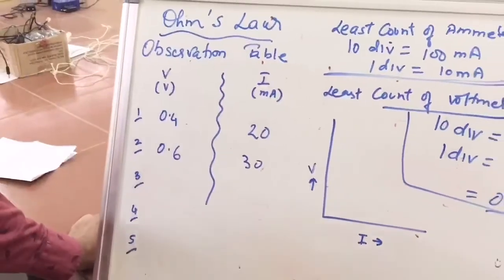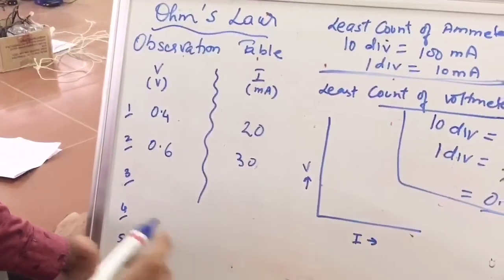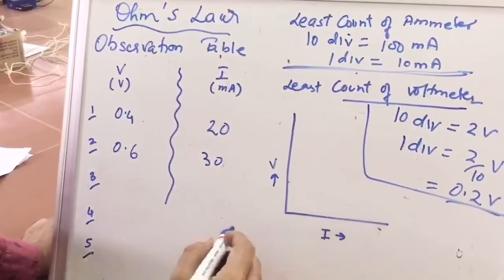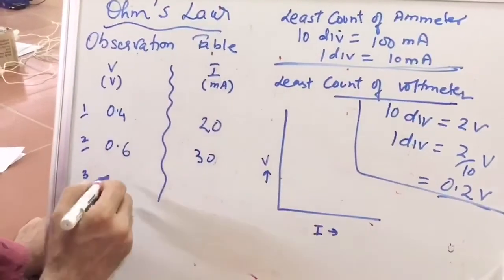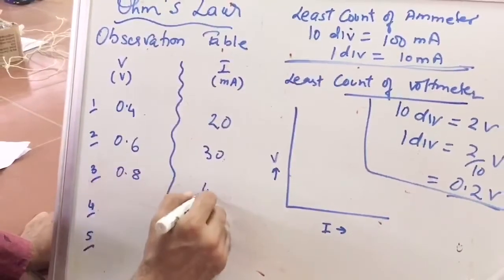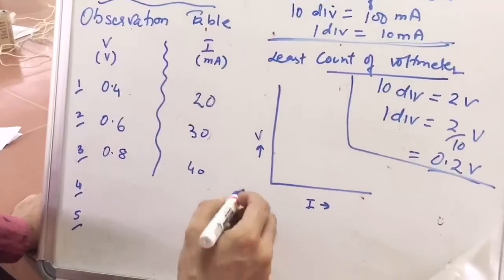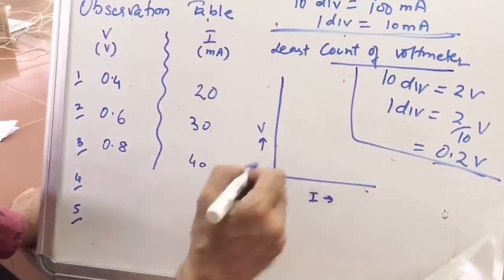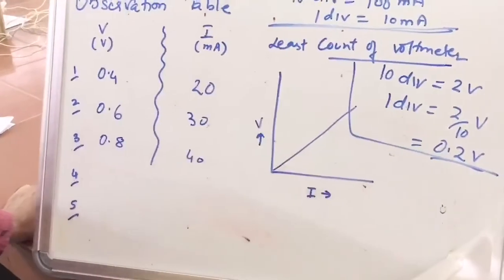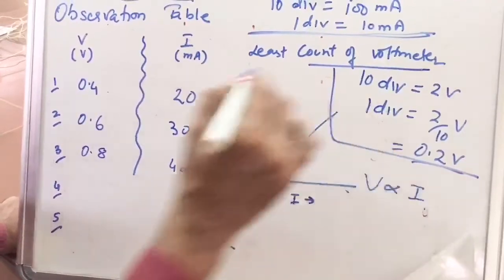Similarly you have to repeat the experiment 4 to 5 times, and then the main aim is to plot the graph. If I take one more reading, it comes out to be 0.8 and 40. You can take any number of readings. Then you plot the graph, and you will see that it comes out to be a straight line. It directly implies that V is directly proportional to I.